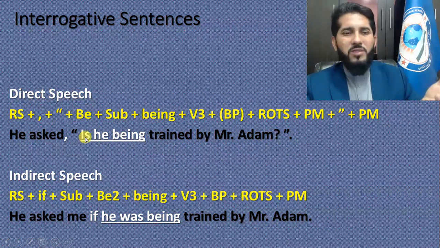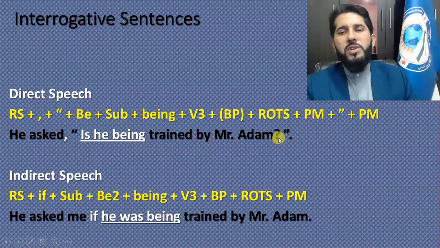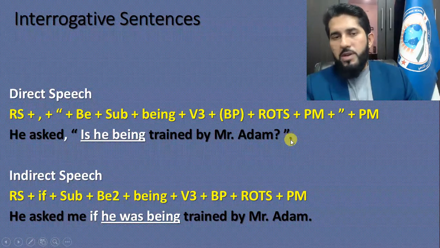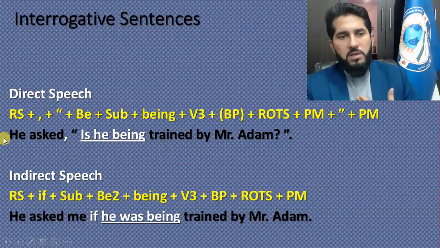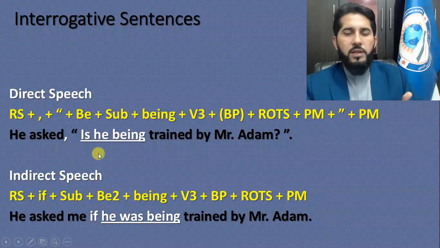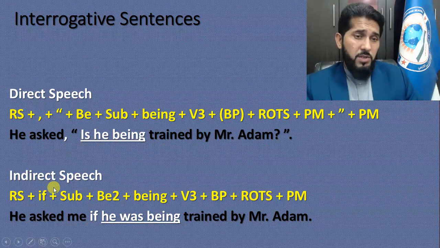It starts with an auxiliary. It's a question. It's a yes/no question. Therefore, inside the quotation marks, we need a question mark. But outside the quotation marks, we need a period because it's my sentence and it starts with the subject and it's affirmative from the beginning. Okay, so now you want to change to indirect speech.